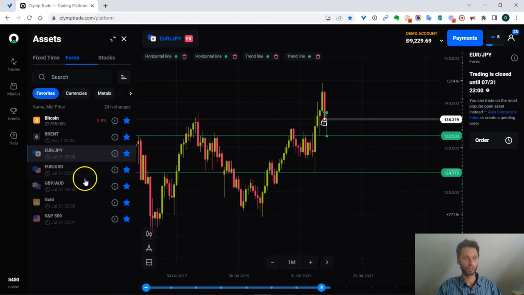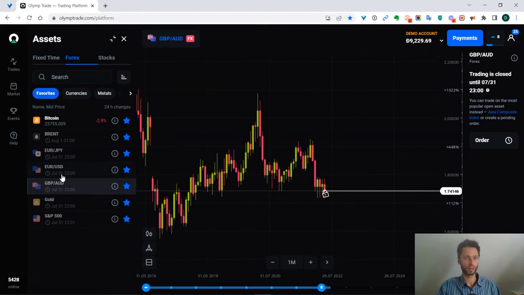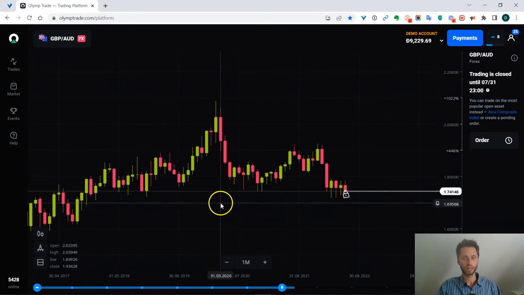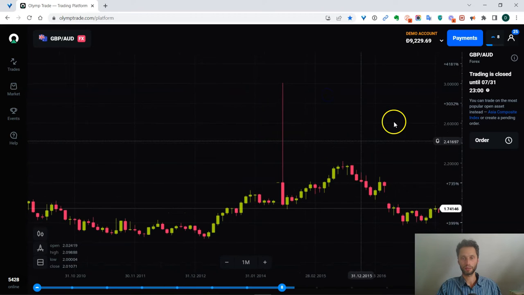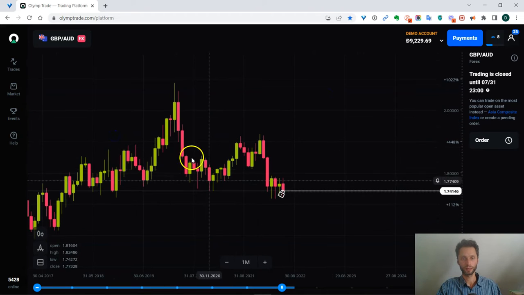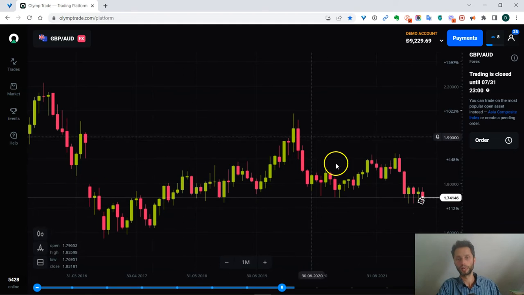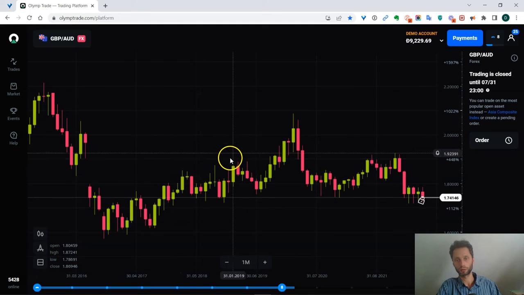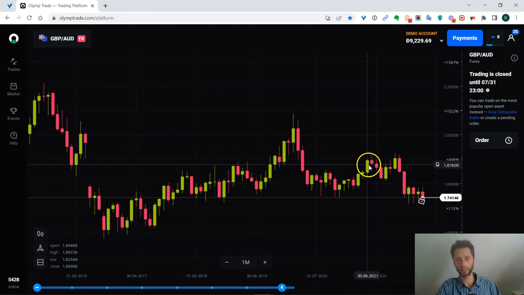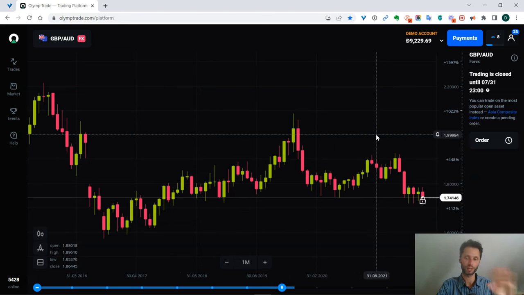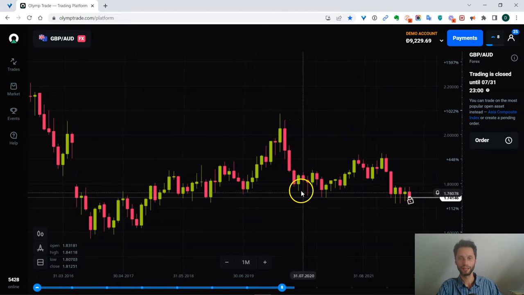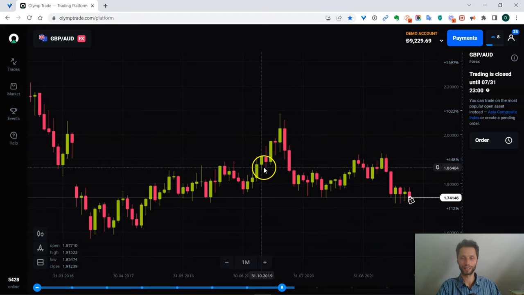Let me next look at another minor pair. The next one would be pound Aussie. Going to start on the monthly again right here. Let's have a look at what we can see. You can see this very long-term sort of range here. We've got what looks to be a left shoulder, head, and a right shoulder. Possibly it's all still up for argument until it actually plays out.